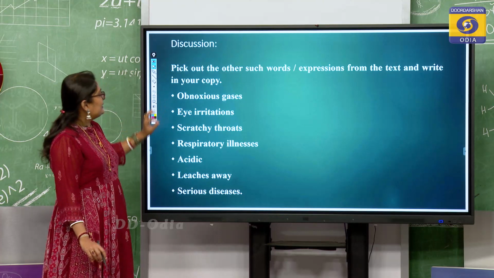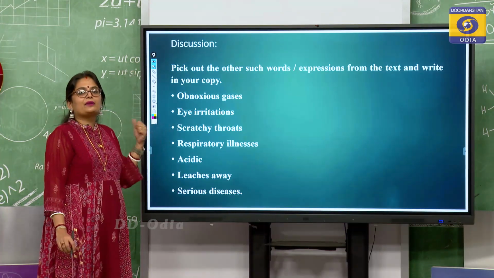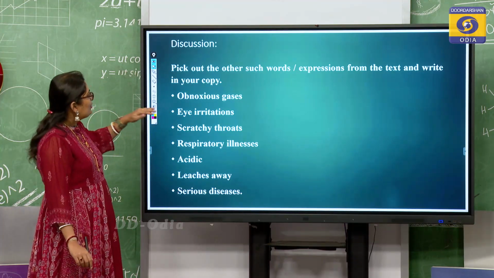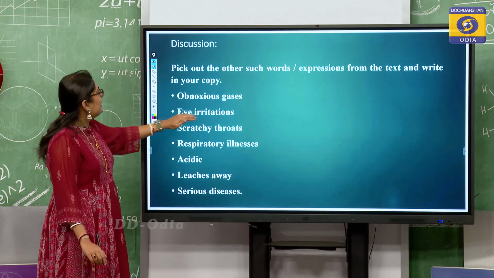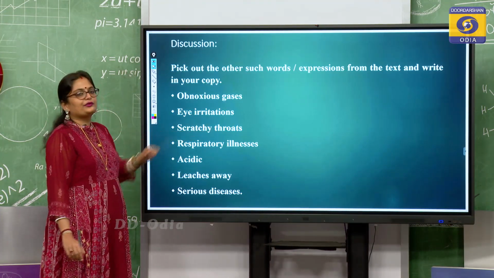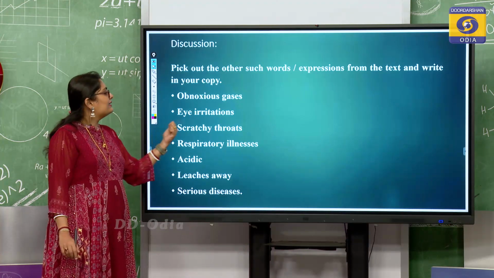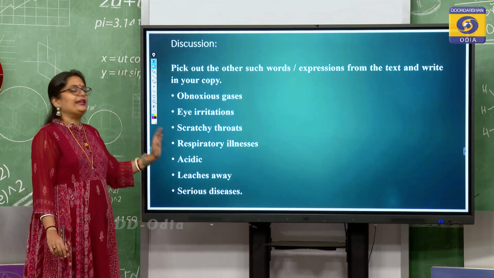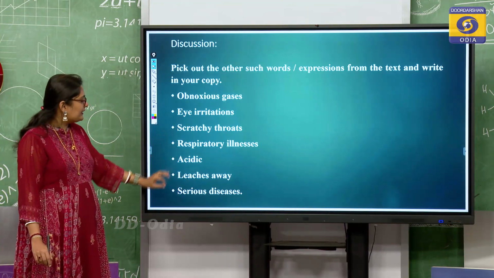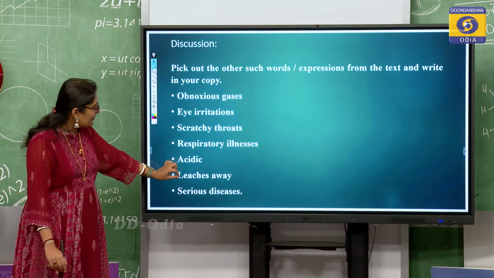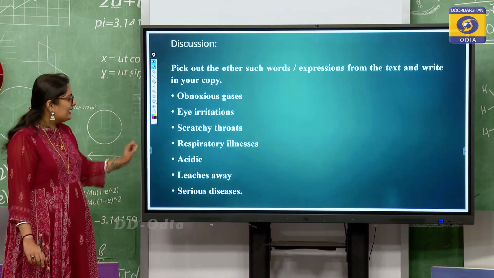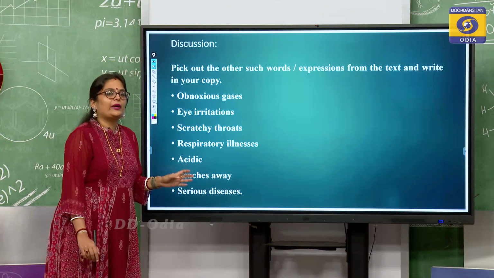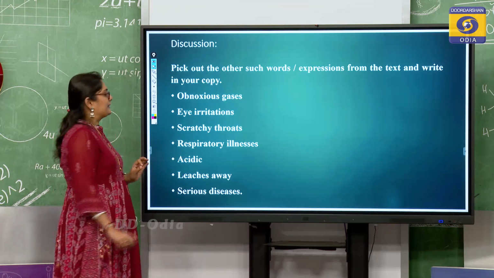Similarly, in case of irritation, we have read from the text that eyes get irritated constantly because of air pollution. So the phrase will be eye irritation. Similarly, in case of throat, what do we see? We have scratchy throat. What is the case with illness? Mostly respiratory illness. Similarly, what is the case with acid rain? It will leach away nutritional components of the soil and it may result in other harmful effects on the aquatic or terrestrial ecosystem.